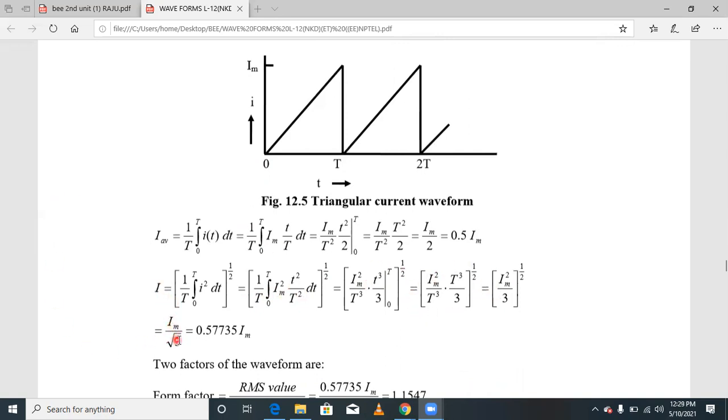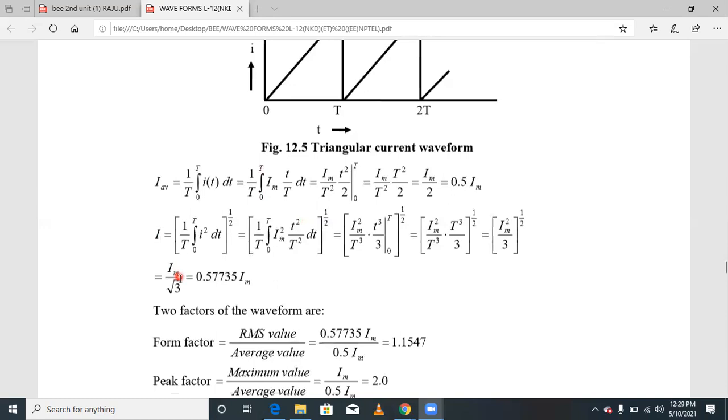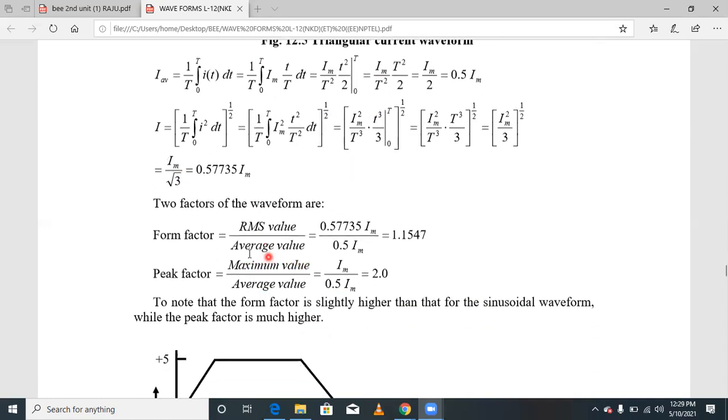You will get I_RMS is equal to Im by root 3. That is 0.577 times Im. Is it clear? For the triangular waveform, the average value is 0.5 times Im, and this is the average value, and this is the RMS value. RMS is equal to Im by root 3 for the triangular waveform. Is it clear?